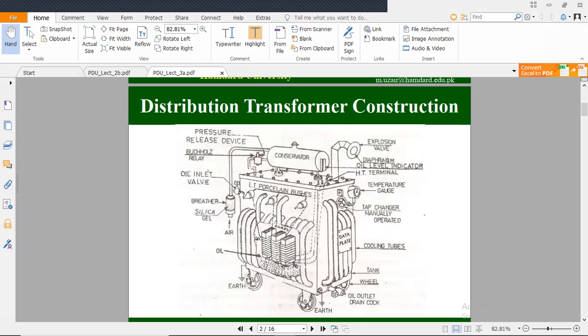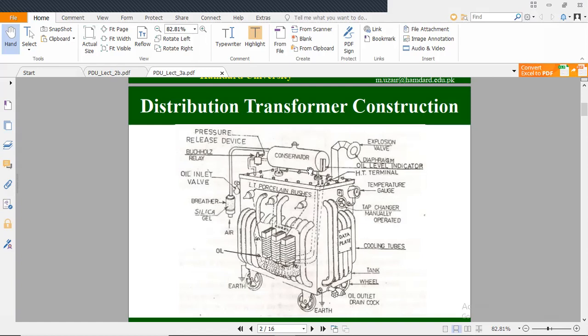The oil inlet valve is placed here, and the breather, in which air enters from the side, is in series with the silica gel. Silica gel plays a particular role in the distribution transformer: it filters out the moisture from the air going to the conservator. So air enters from the side, and moisture-free air is provided by the silica gel.